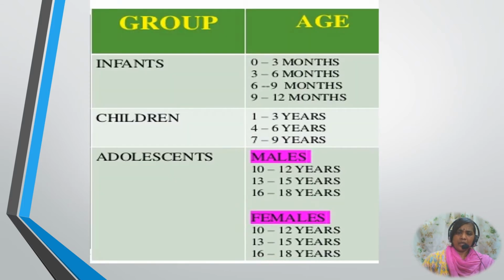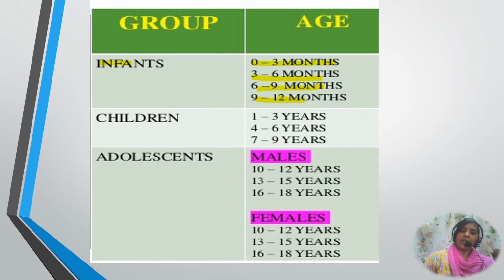So let us look at the age groups considered for calculating the RDA. When you say infants, it is up to 1 year or 12 months, but it starts from 0 to 3 months as one group. Then from 3 to 6 months, the requirement will vary. Then from 6 to 9 months, there is a different requirement. Then from 9 to 12 months, there is a different requirement.